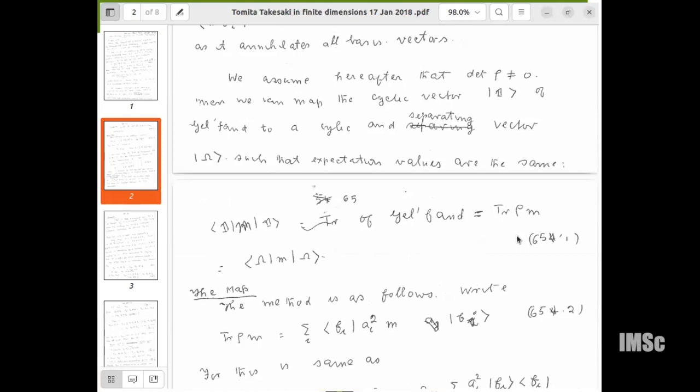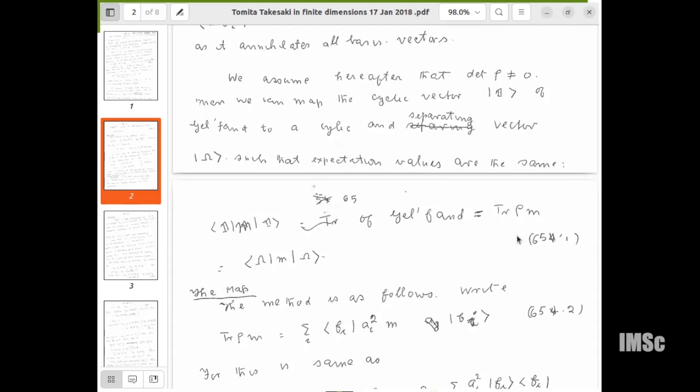And somewhat later, Ojima interpreted Umezawa's work completely in the language of Tomita-Takesaki theory. So there is a paper by Ojima, which is quite readable, which actually interprets the work of Umezawa in finite temperature field theory in this language. So you may want to look at it. It's a nice paper.